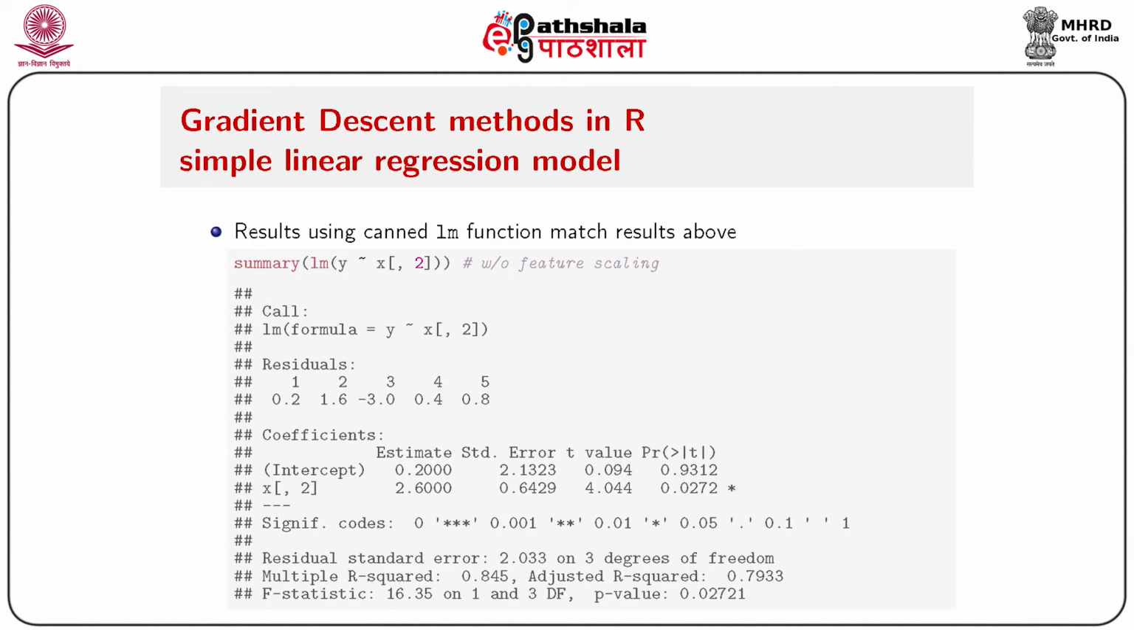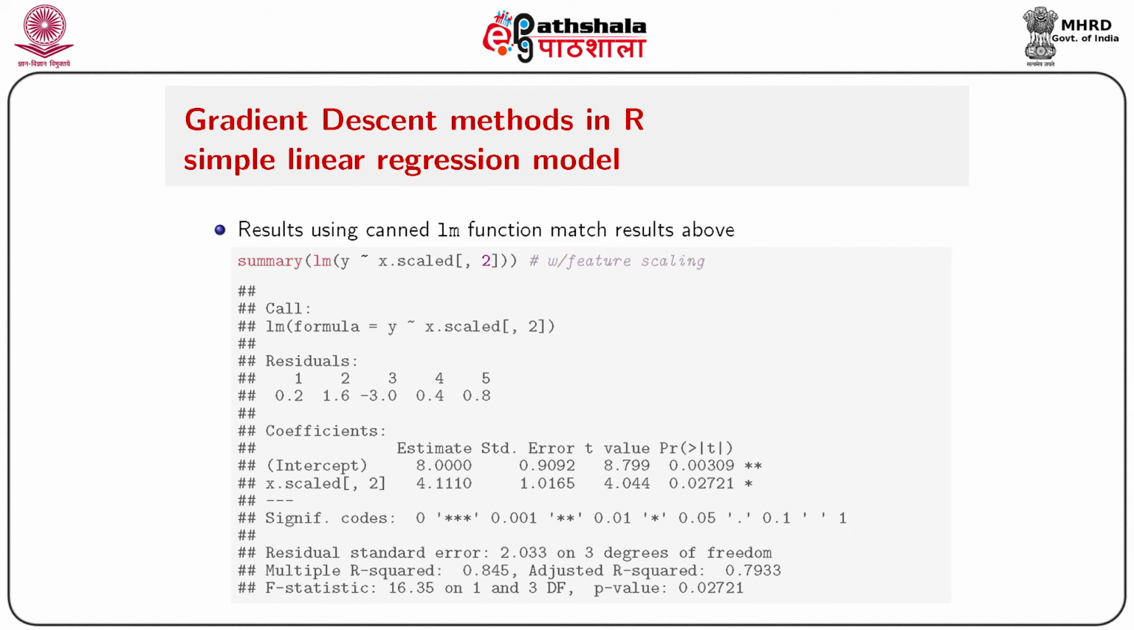We can also simply fit the linear model to compare. We use the lm function first for the unscaled variable, and this is the result for the unscaled data with the lm function: the x estimate is around 2.6 and the intercept is 0.2. So beta is 2.6, alpha is 0.20. Again for the scaled value, the intercept estimate is 8 and the beta value is 4.11.